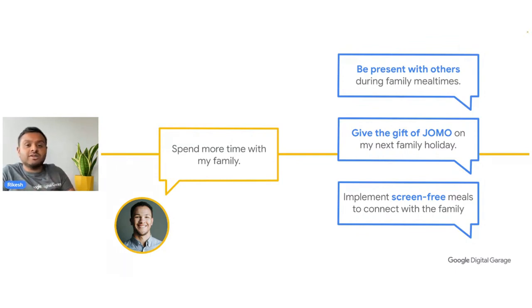But other than that, everybody leaves their phone upstairs, or in a particular bowl, or just in an area where they won't be disturbed whilst they're having dinner. And that helps with being more present and spending more time with family, and just giving the gift of JOMO on the next holiday.